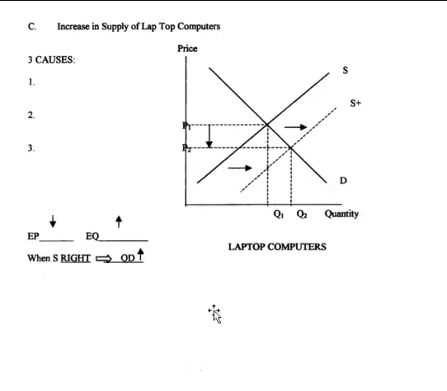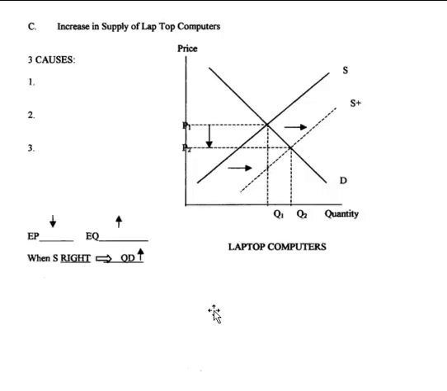And I believe I gave you 4 shifters for supply: cost of doing business, sellers' expectations, technology, and number of sellers. So what could have caused this to happen? How about the cost for circuit boards used in laptop computers falls? The cost for circuit boards falls.